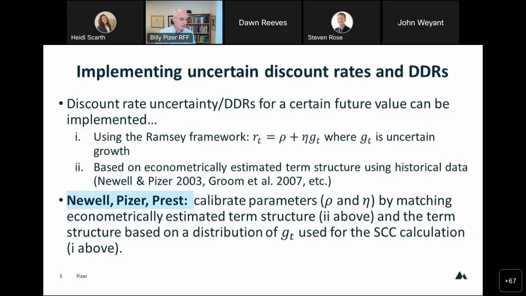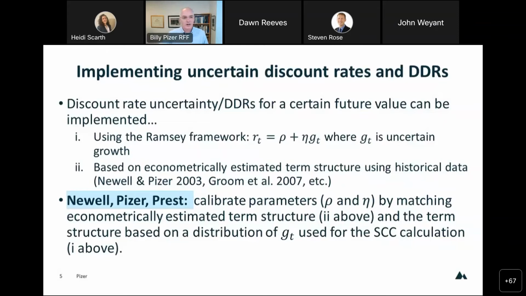The other way you can get uncertainty about the future is you can have this Ramsey-like structural model where the discount rate depends on future growth, and growth is uncertain. So we're going to use these two things to calibrate rho and eta by taking the econometrically estimated models in item 2 there and equating them to a Ramsey-style discounting approach, item 1, where the growth rates are the growth rates that we're going to use to calculate the social cost of carbon, or that we think are generally representative of what uncertainty about the future looks like.